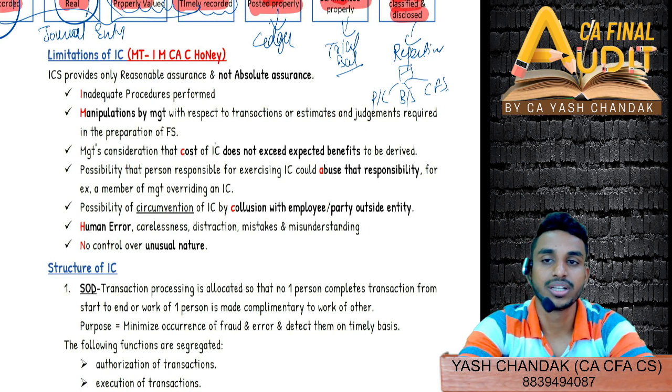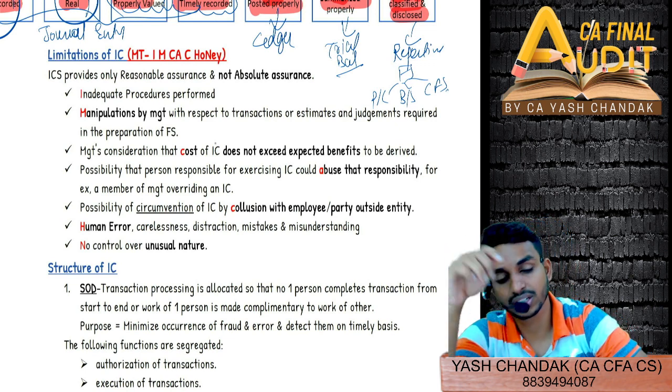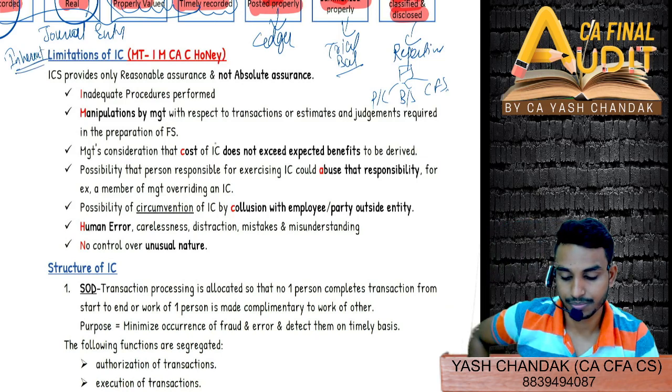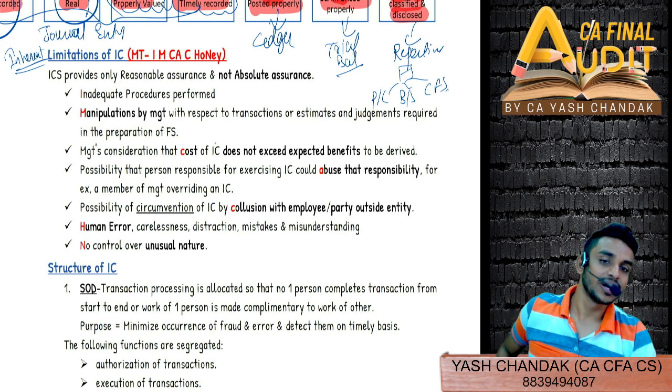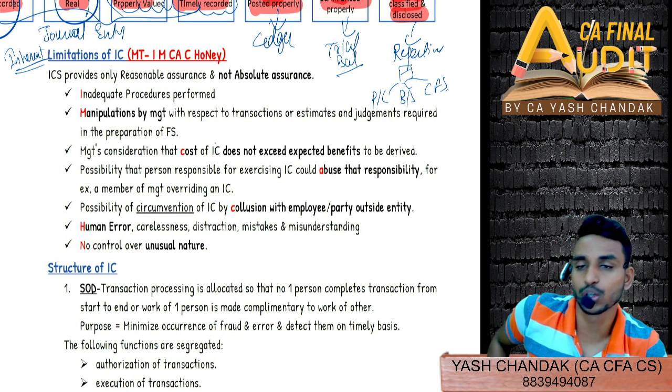Yes, now come to limitations of internal controls. These are what? Inherent limitations of internal controls. So an internal control system provides only reasonable assurance and not absolute assurance. Definitely yes, absolutely correct. It cannot provide absolute assurance. It can provide only reasonable assurance because of inherent limitation of audit, and definitely inherent limitations of internal controls as well.